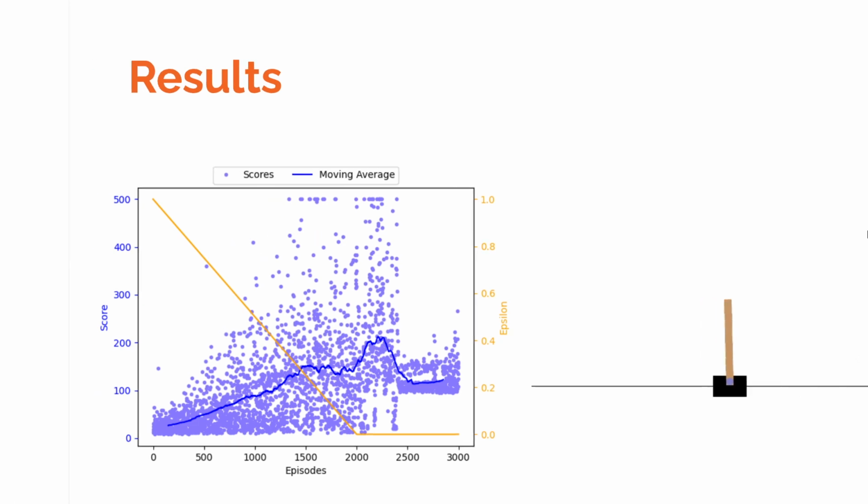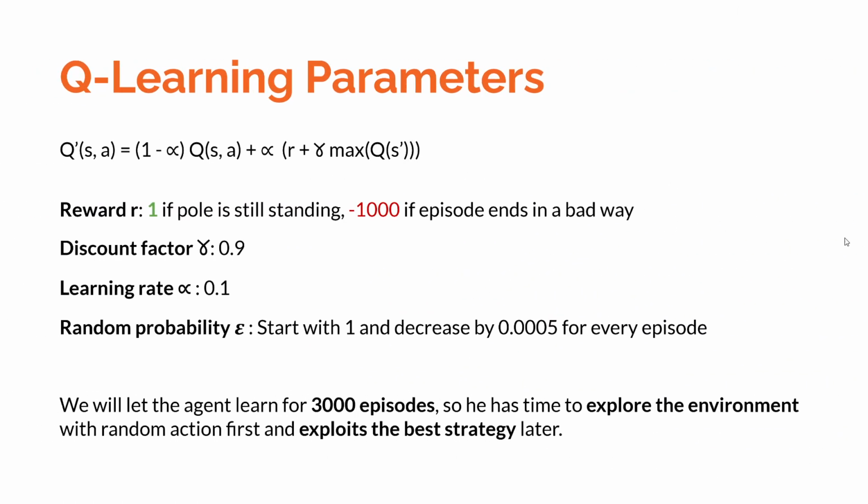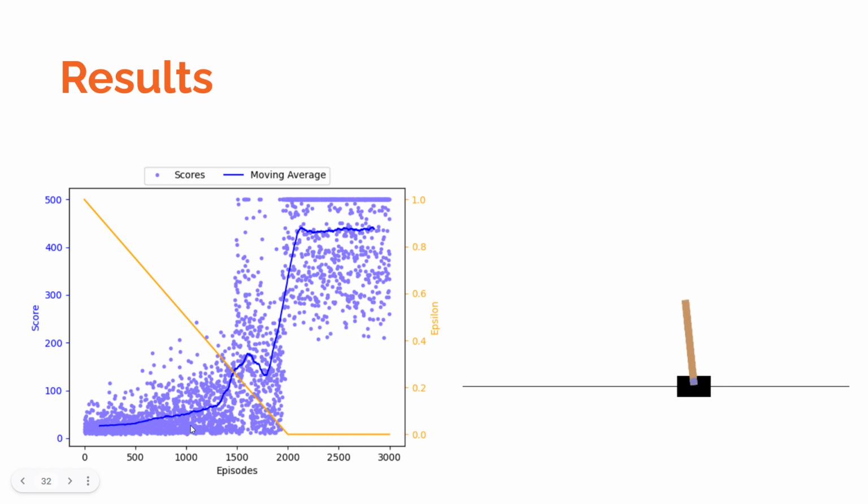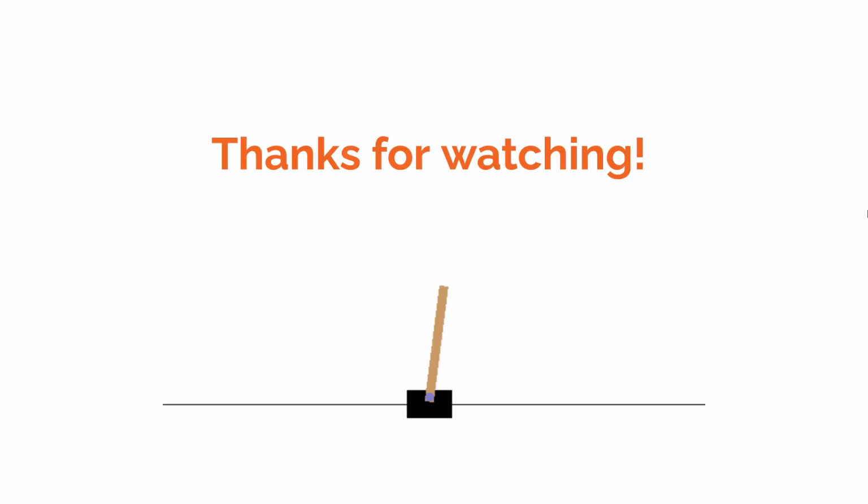If you want to improve this, we take a look at our parameters and say, for example, we want to value it higher if our agent stays alive longer. So instead of using 1, we use the current episode score. So the longer the episode goes, the higher the reward will be. And if we try that again, we can see that it's definitely better than before. We are learning, and once we hit the epsilon 0, we are definitely exploiting the best strategy and hit an average value of about 450, which is actually good enough for today to say that Q-learning indeed does work.